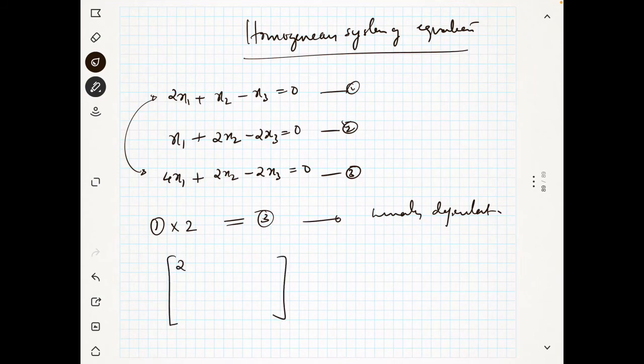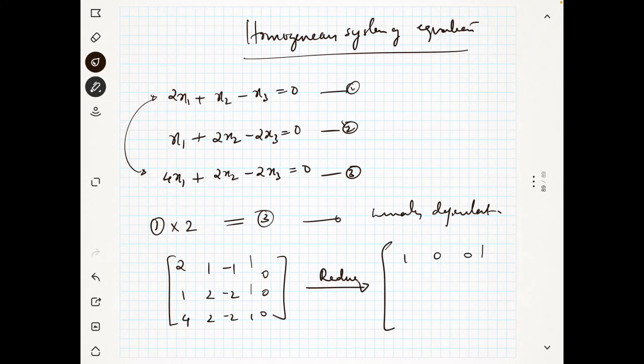So it's 2 1 minus 1 and 0. This is 1 2 minus 2 and 0. This is 4 2 minus 2 and 0. So I can reduce into this form. I am not going to write all the steps. 1 0 0. This is 0 1 minus 1 and 0, and this is 0 0 0.